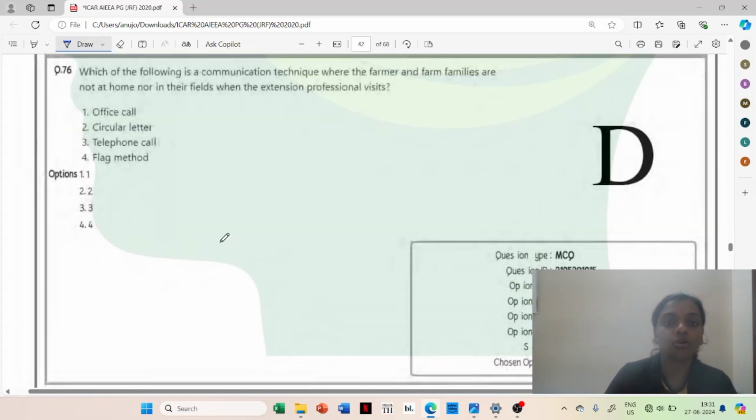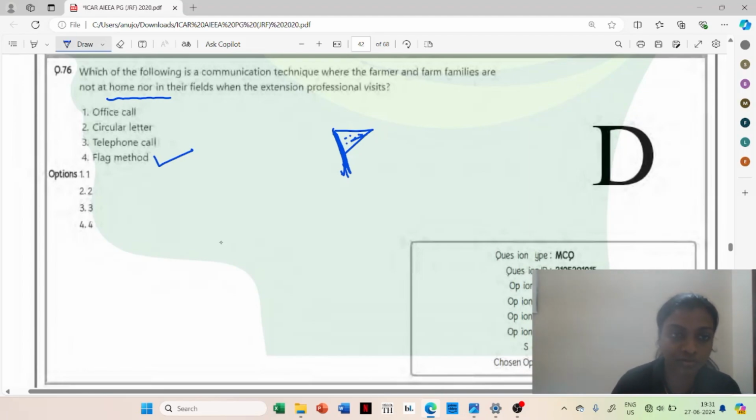Next question. Which of the following is a communication technique where the farmer and the farm family are not at home nor in their fields when the extension professional visits? An extension professional comes to visit a particular field, and the farmer or farm family is not there, not in the field and not at home. So the extension professional will leave a flag there with the problems he observed in the field written down. When the farmer comes back to the field, he will see the flag and then go to the extension people for the particular solution, which is known as the flag method.